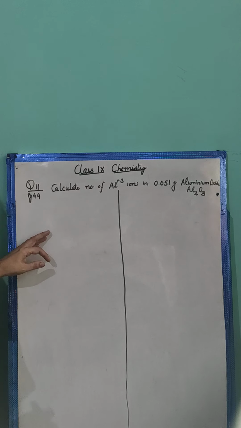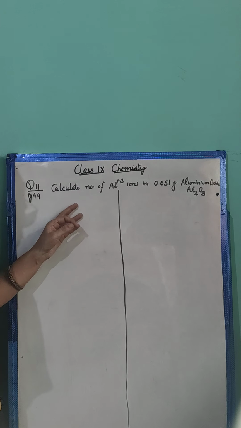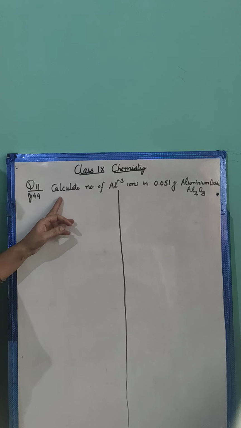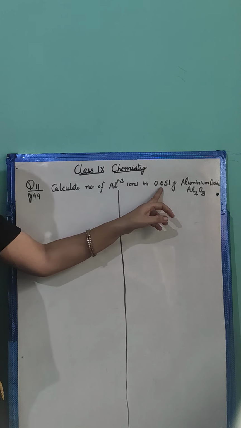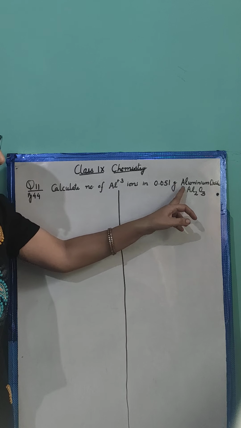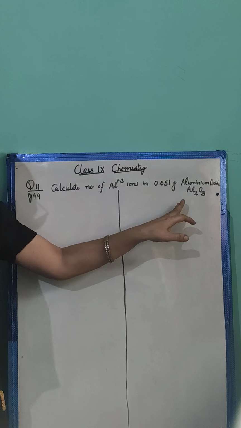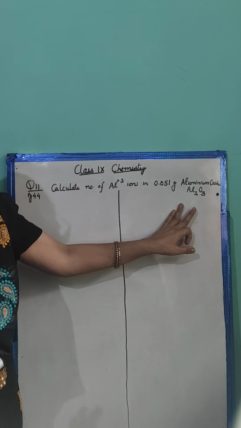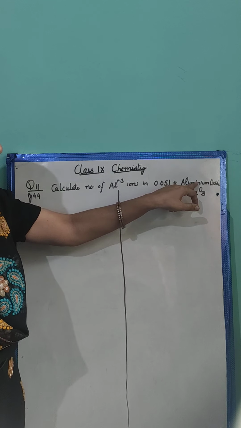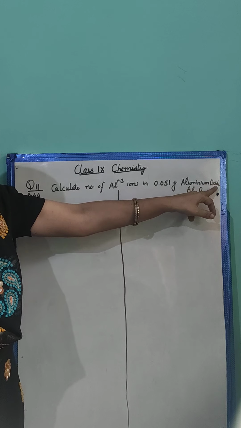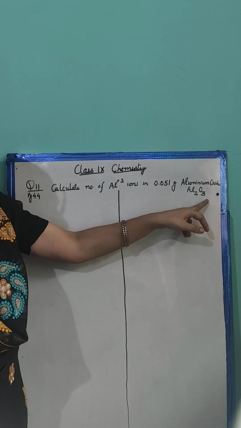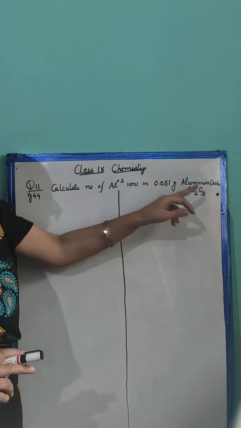Dear children, now we are on the last question of chapter 3 of chemistry. Calculate the number of aluminium ions in 0.051 gram of aluminium oxide. Do you remember the formula of aluminium oxide? If not, you can find it: aluminium has valency 3, oxygen has valency 2, so it will be Al2O3 by the crisscross formula.